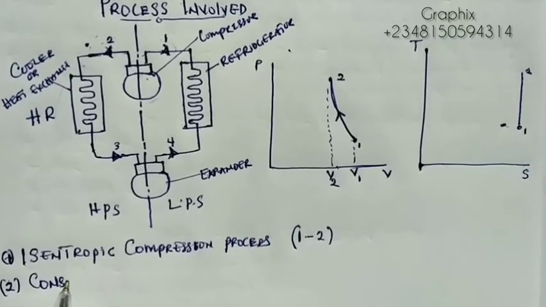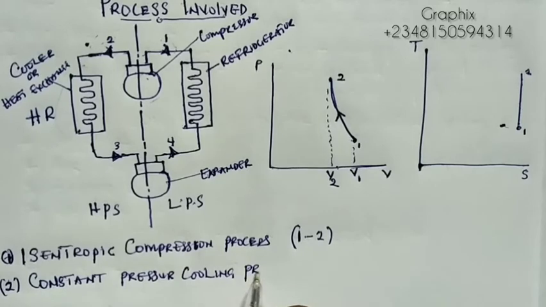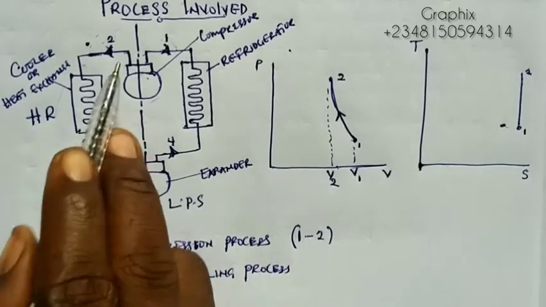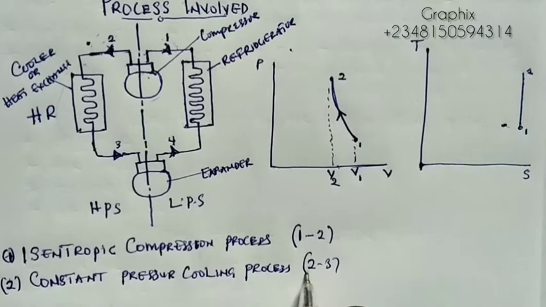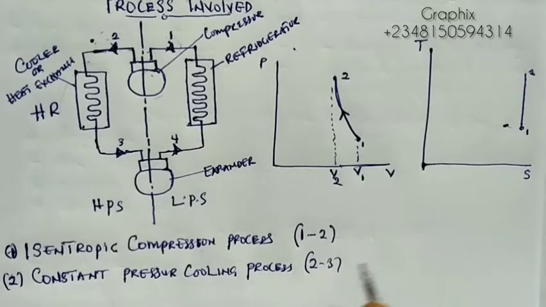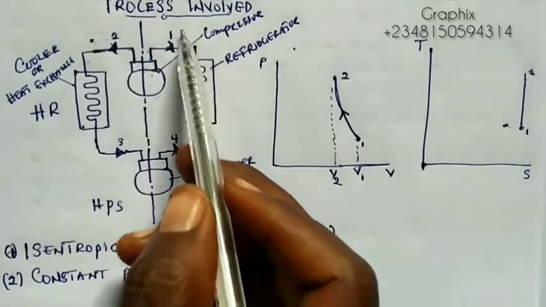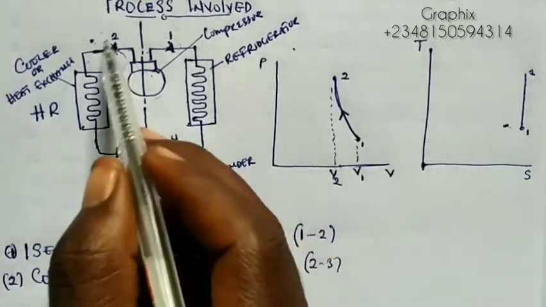a constant pressure cooling process. A constant pressure cooling process, and that occurs between 2 and 3. Between 2 and 3, there's a constant pressure cooling process.